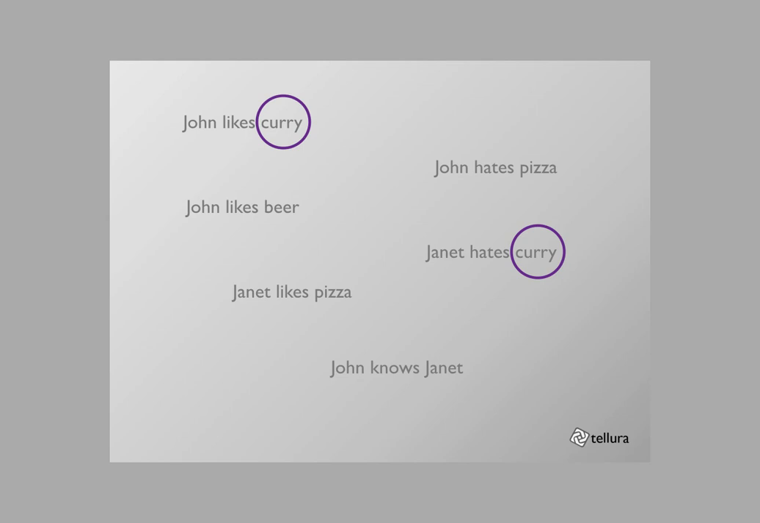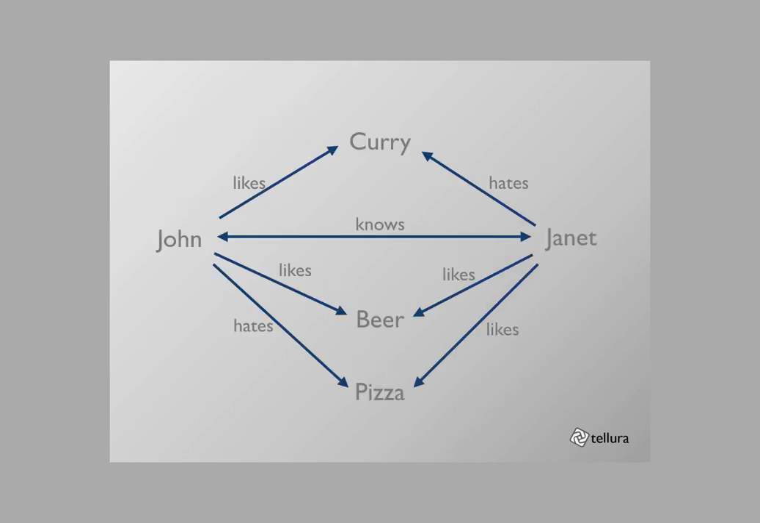If we could put a collection of these structured sentences into a common location, we could look at them all together and ask questions such as: what things does John like? Who likes beer? Who knows John? What do Janet and John have in common? This is exactly the kind of thing that we'll be doing when we build a content graph, and we can think of a content graph as a knowledge network that links up the things that we know about. Here's an example based on the sentences that we've just been looking at.